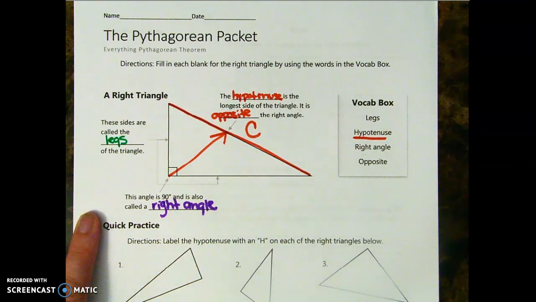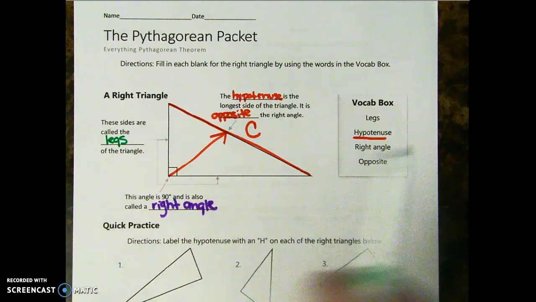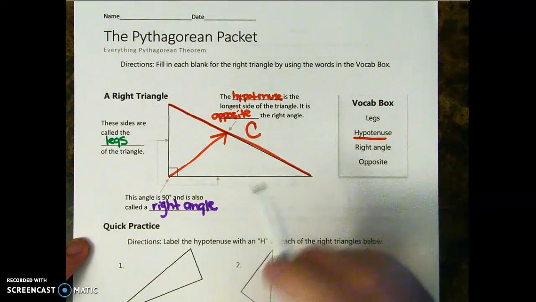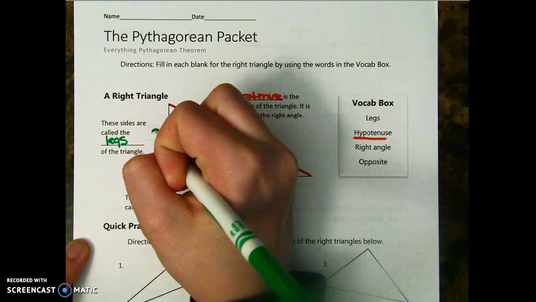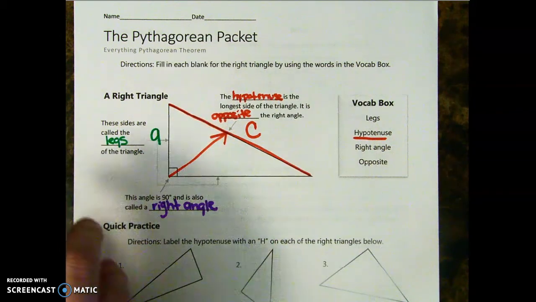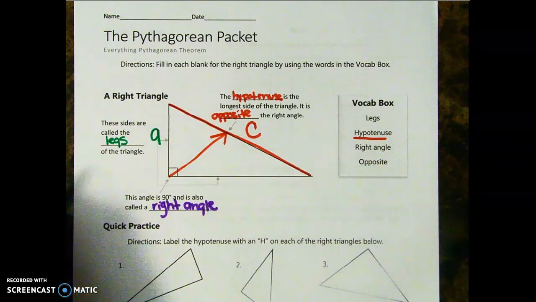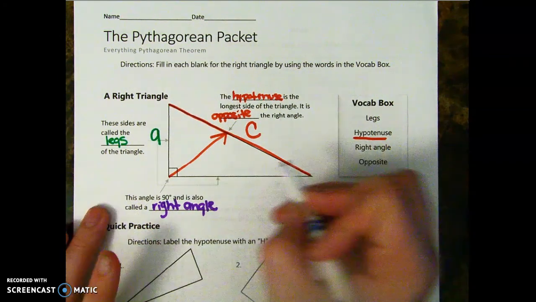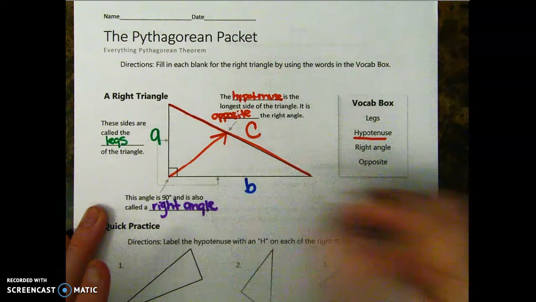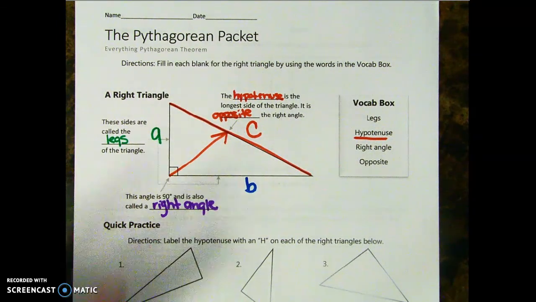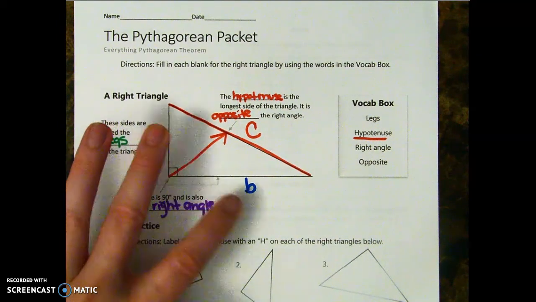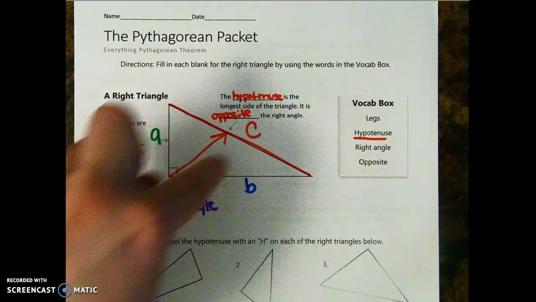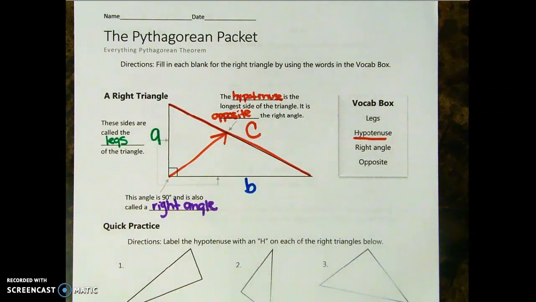C does not change. C has to be your hypotenuse, has to be the longest side, has to be the side across from the 90-degree angle. But this is side A and side B. And again, you can flip-flop A and B, but you cannot change side C. So A and B are the legs of the triangle, and you can flip-flop those variables. C is the hypotenuse, which is always the longest side, always opposite of the right angle.